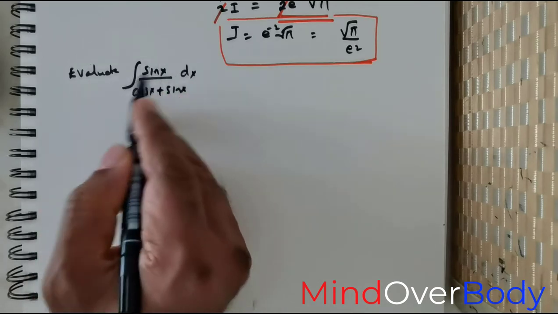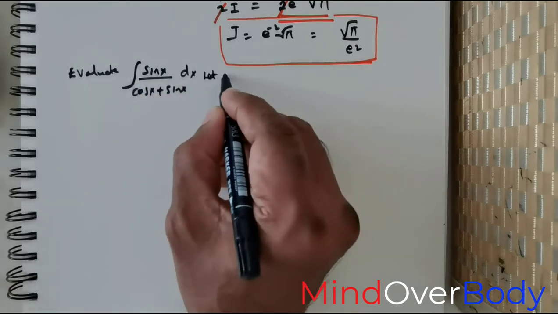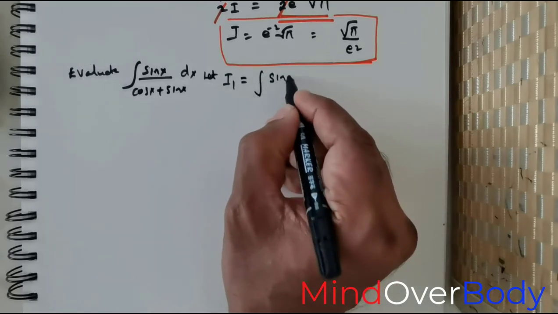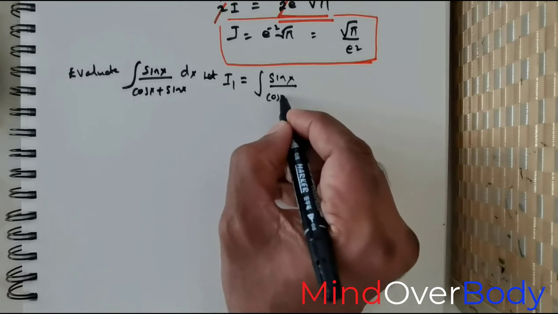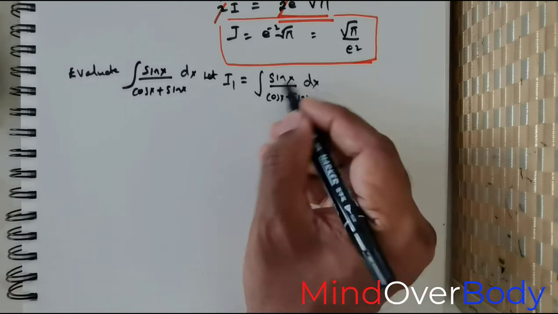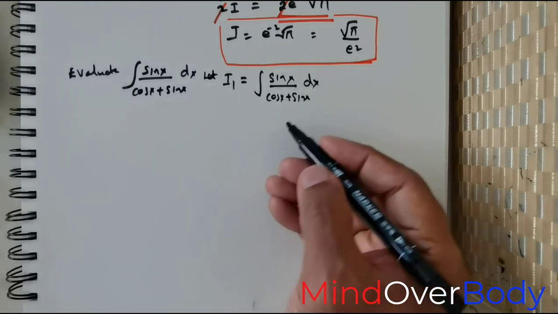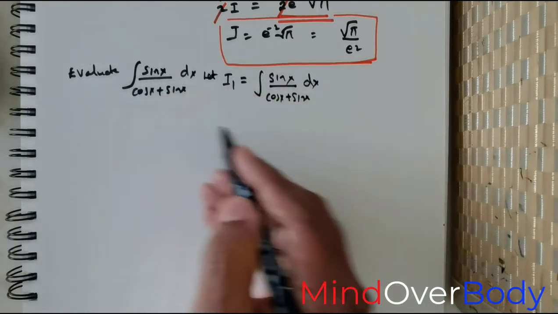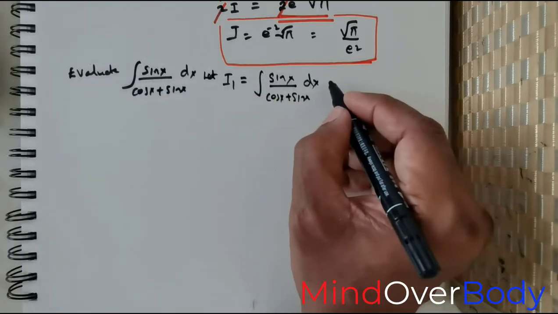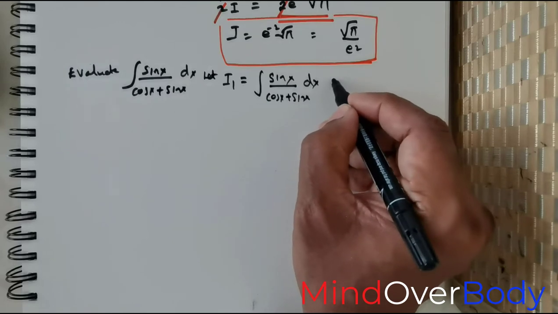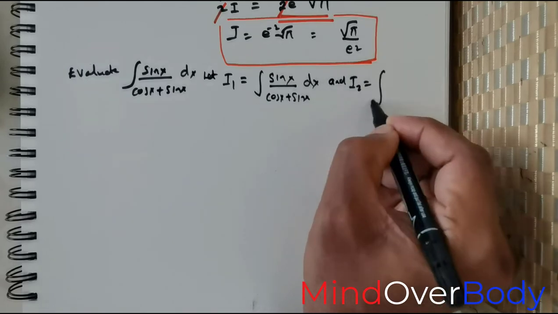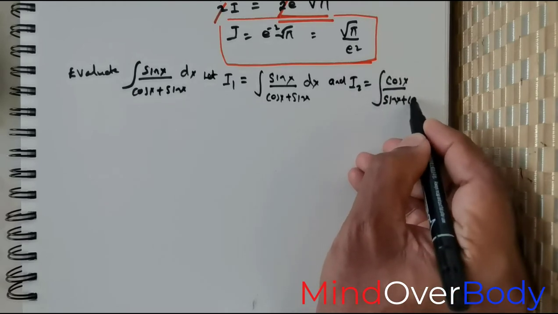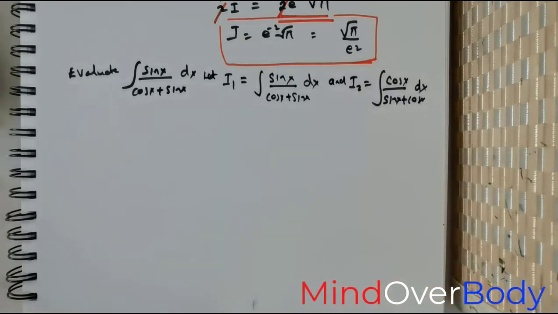Now this is the integral that is given. Let I1 be equal to this integral, sin x over (cos x + sin x) dx. Now I would like to take another integral that would help us to solve this given integral. So I will also take I2 to be equal to the integral of cos x over (sin x + cos x) dx. So this is the second integral I'm taking.